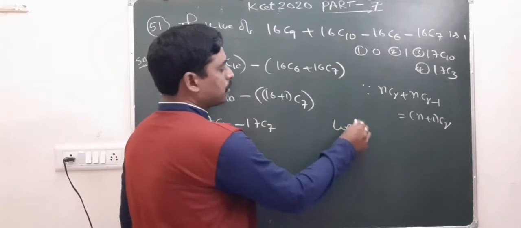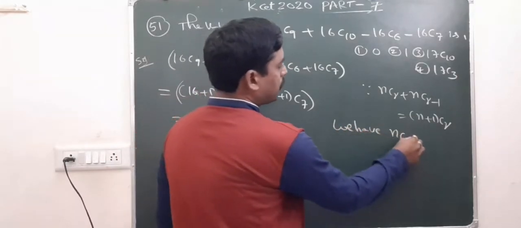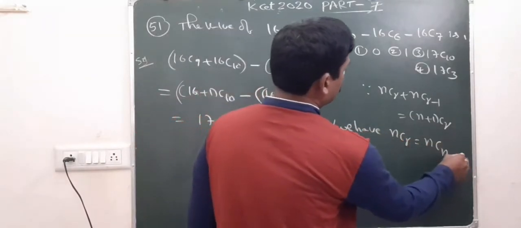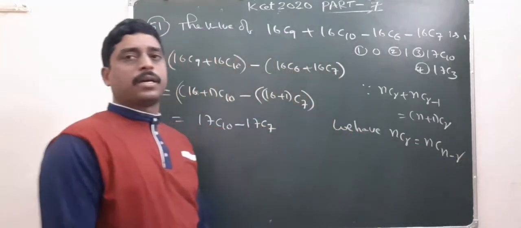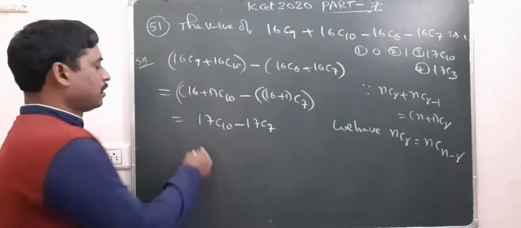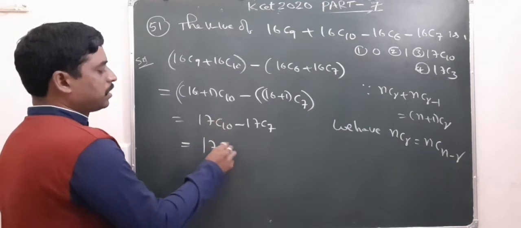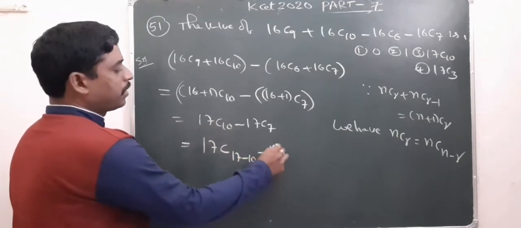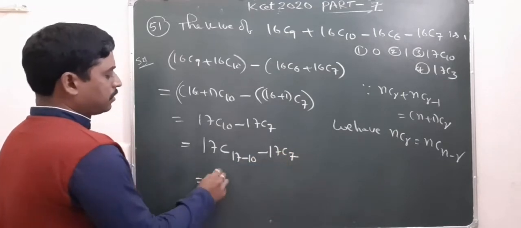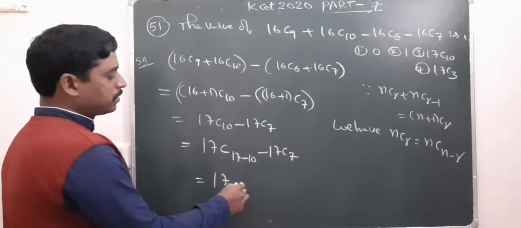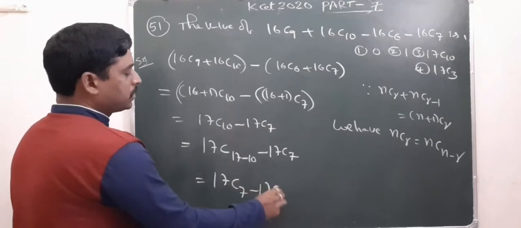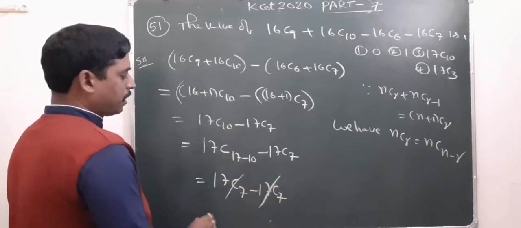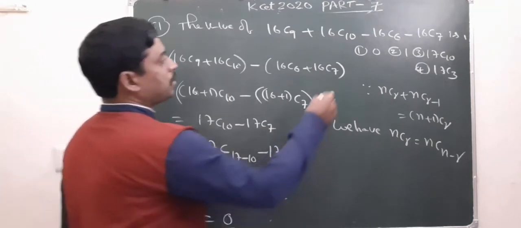We have nCr is equal to nC(n minus r) also. 17C10 is 17C(17 minus 10), right? Minus 17C7. 17 minus 10 is 7. So 17C7 and 17C7 get cancelled. Answer is 0. First option correct.